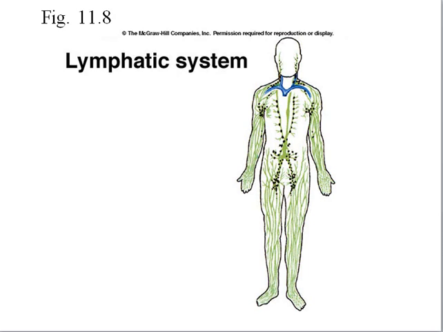The lymphatic system is also different in that there are filters called lymph nodes at various locations in the body. They help to remove debris and foreign cells from the lymph. In this diagram they're shown as black dots.